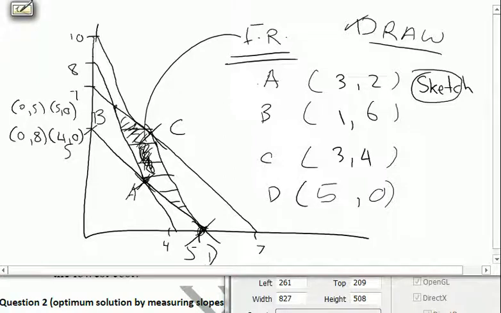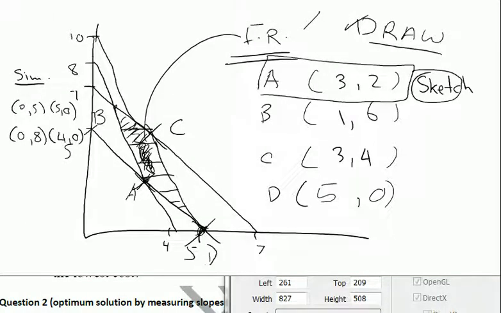If we solve these two lines simultaneously, the lines that pass through (0, 5) and (5, 0), and through (0, 8) and (4, 0), we can get the coordinates of A. Let me just solve for the coordinates of A and teach you how we can find these coordinates by solving the two equations simultaneously.